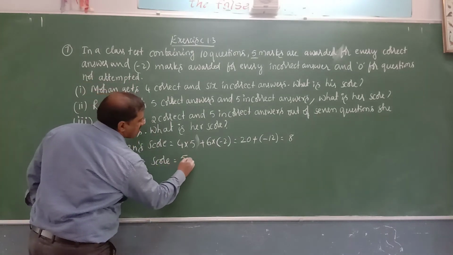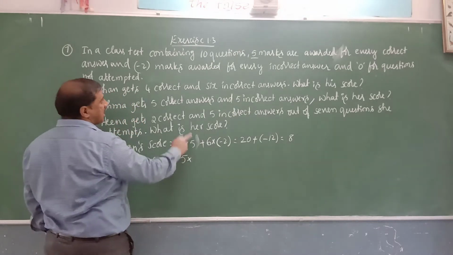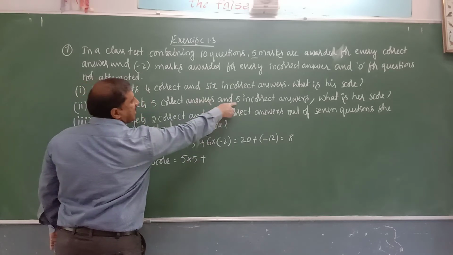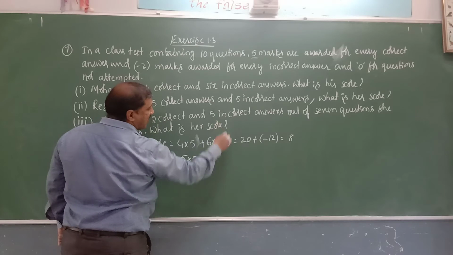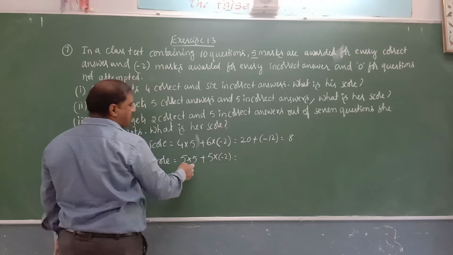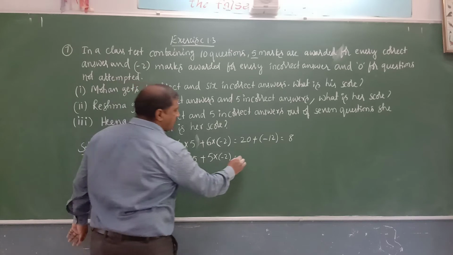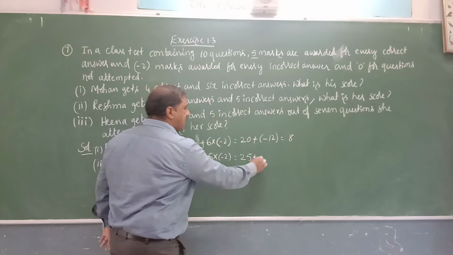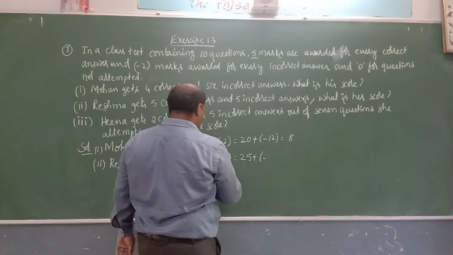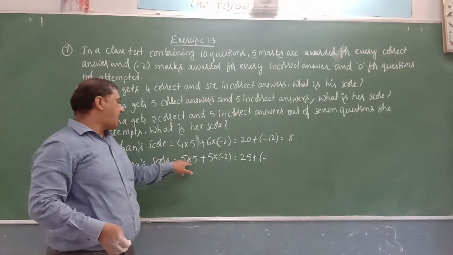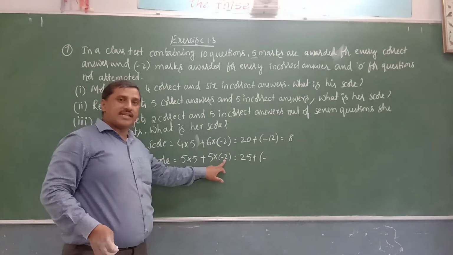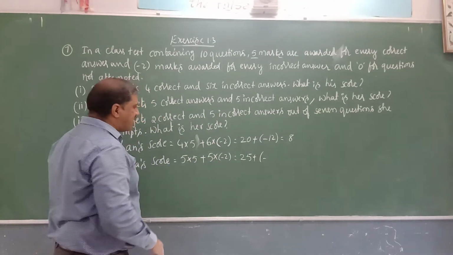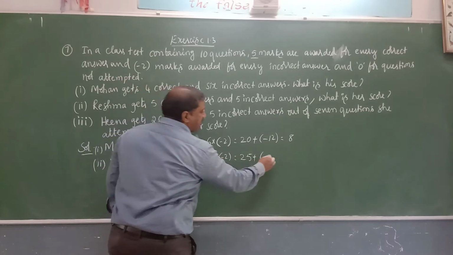That is the number of questions that are correct, 5, into the marks awarded for each correct answer. It is 5 marks, plus wrong questions, how many answers? It is 5, and how many marks are awarded? It is -2. Again multiply 5 into 5, 5 5s are 25, plus multiply 5 into -2, plus into minus is minus, 5 into 2 is 10. Or you can use the distributive property here also. A into B plus A into C, that is, you can take 5 common, then add 5 and -2, like that also you can do it. So now 5 into 2 is 10, minus 10.